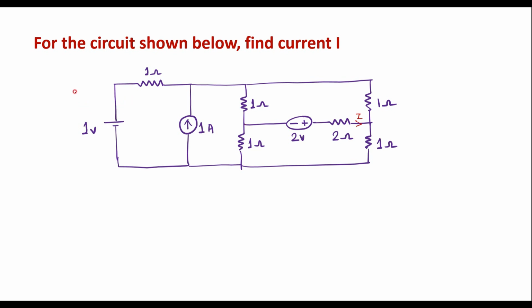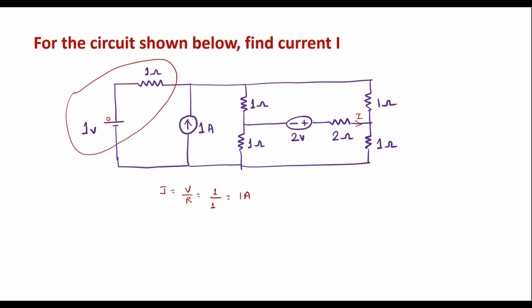This is the voltage source in series with the resistor. I will try to convert this into current source. We know that I is equal to V by R. Here voltage is 1, resistor is 1. So the magnitude of current is 1 amp. Let me redraw the circuit where I will convert this 1 volt into current source, and in that case this resistor will appear in parallel. So let me draw the circuit.